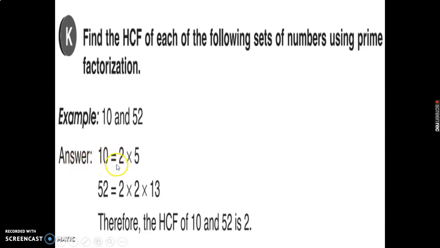Answer: 10 is equal to 2 times 5. 52 is equal to 2 times 2 times 13. Therefore, the highest common factor of 10 and 52 is 2. Why? I have here an example of how to do the prime factorization.